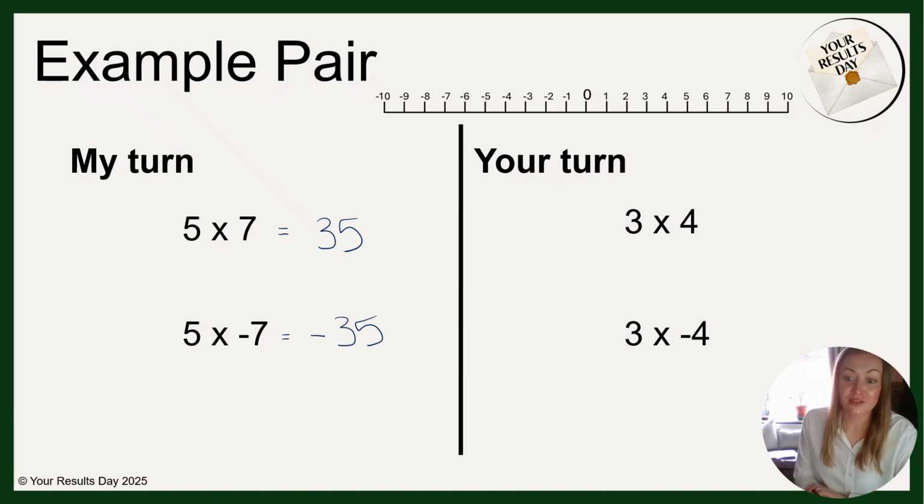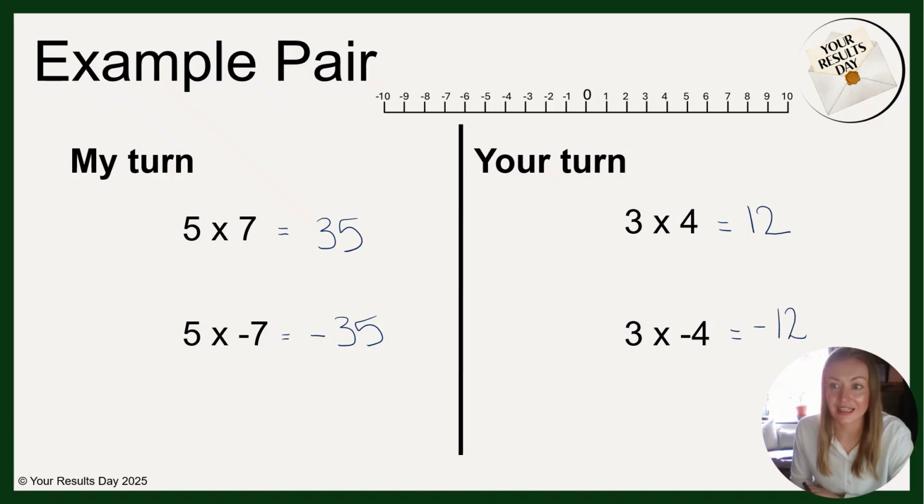You might be able to do these really quickly. You might even not need to pause the video, but if you do want to pause the video, do so now, because I'm going to go through the answer. Because I'm confident with my times tables, I know that 3 times 4 is 12. And based on the previous example, I know that once I introduce one negative symbol, that changes the answer from being positive to negative. So we get negative 12.